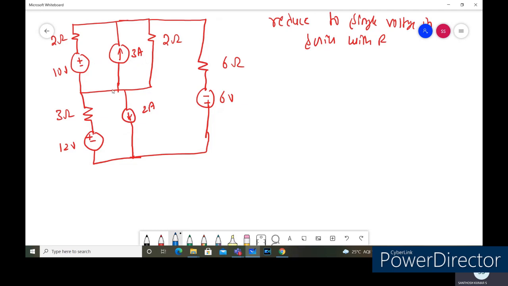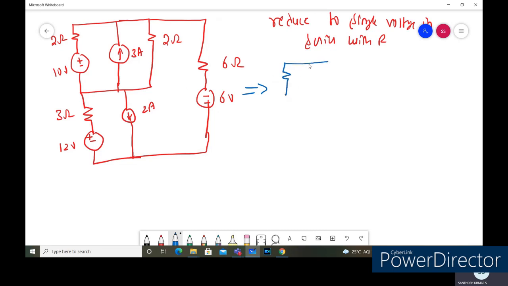And also let us bifurcate the above branch from the below one, and similarly we can convert the 12 volts into a current source and simplify that network. The simplified network is shown here. So the voltage source I'm going to convert into a current source, and I'm going to bifurcate this one. So let us split this one.